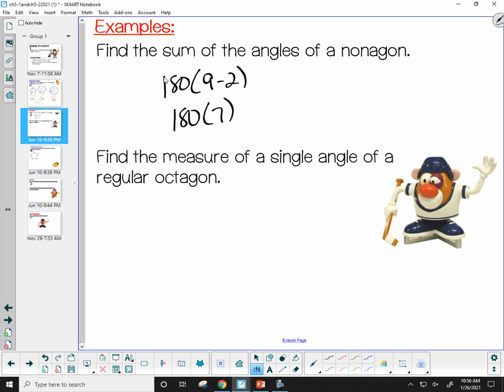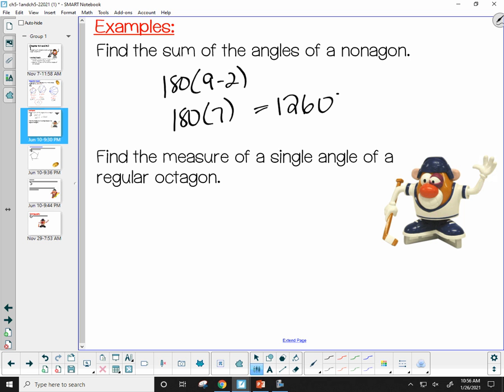What do you think? 180 times 7? We want all of them together. 1,060. I'm sorry, I thought you just said 60. No, I said 1260. I'm so sorry. Yes, 1,260 degrees.